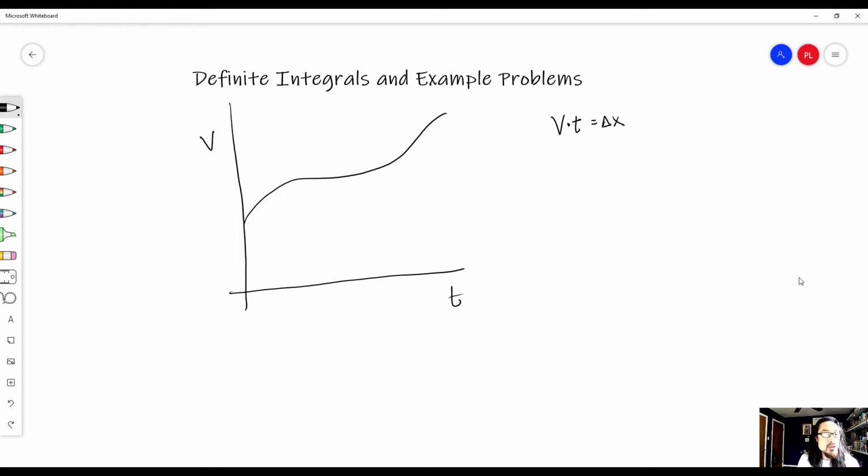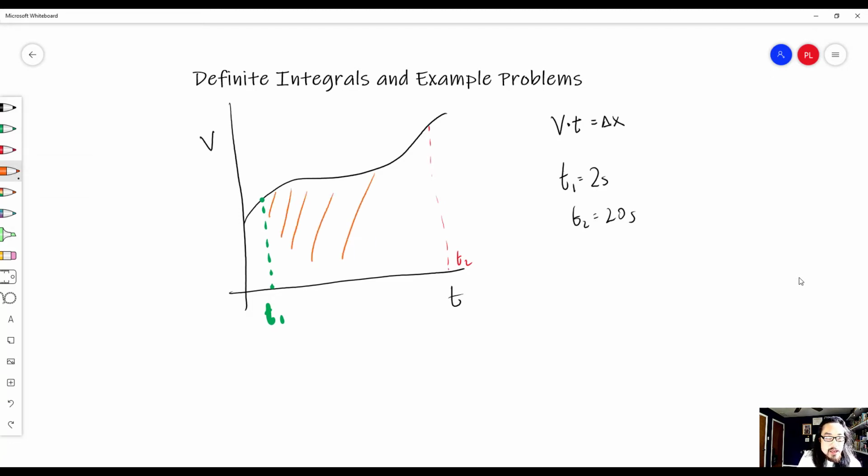So if this graph shows us the changing velocity over a period of time, and we want to know the displacement of whatever this object is from time one to time two, let's say time one, T1, is 2 seconds, and time two is 20 seconds. So let's say this is time one here, and over here is time two, not to scale, of course. Finding the integral would give us the area under the curve for this region.